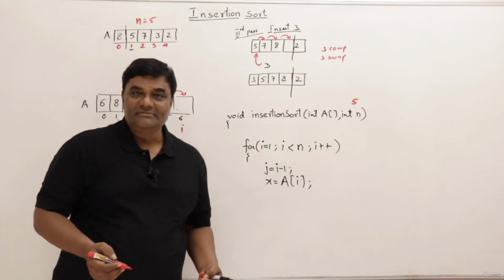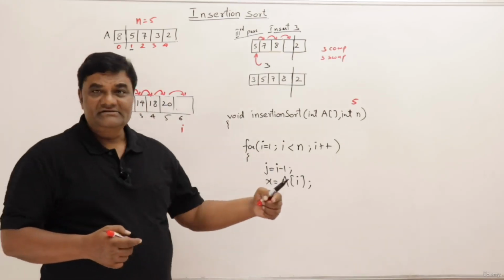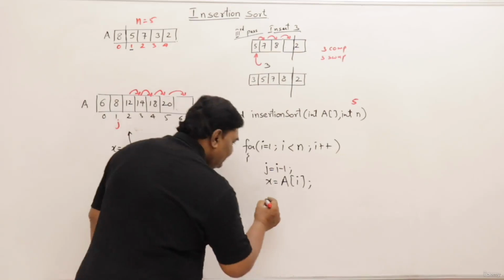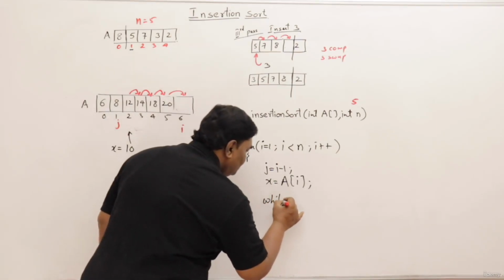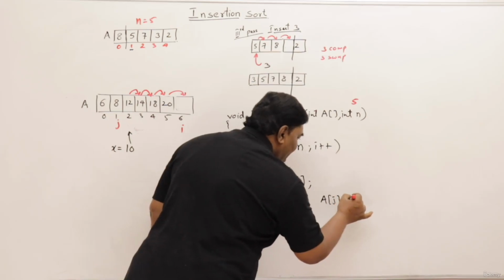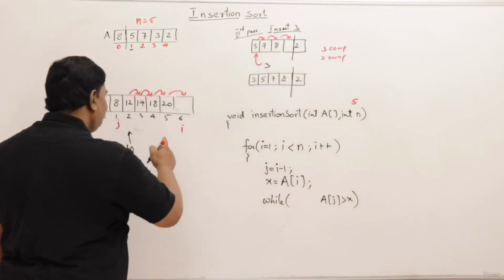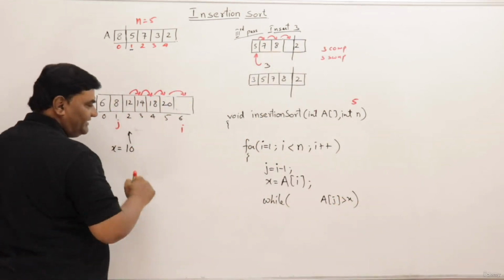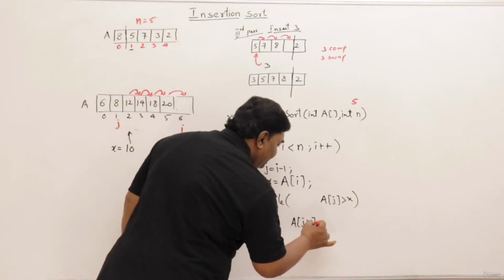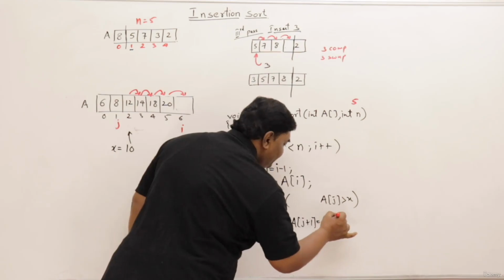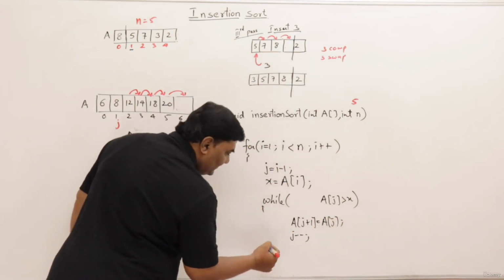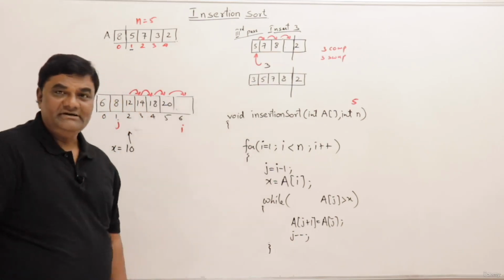So the procedure is very simple. Go on shifting the elements as long as a of j is greater than x. So yes, while a of j is greater than x, go on shifting the element. So wherever j is pointing, move the element to the next location. a of j plus 1 should be copied with a of j, as well as j should be decremented. This is what I have to do for shifting the elements.